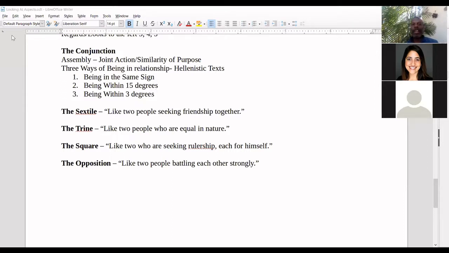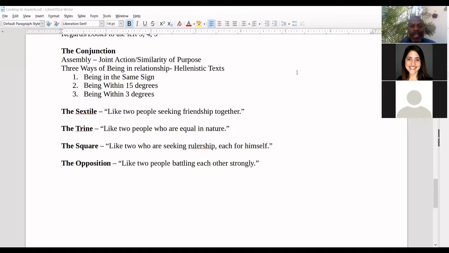And an assembly is a sign of joint action and similarity of purpose. So one of the main things people are always asking is, well, what does that mean for me? You know, what does that mean that I've got all of these things? Now, of course, I get frustrated and think, well, just look it up. Because really the stellium is the easiest thing to look up, right? You look up what each of the planets represents. You look up what each of the houses that each of the planets represents. And then you look up the sign and you look up the house that they're in. And that's how you figure out what the stellium is trying to do.